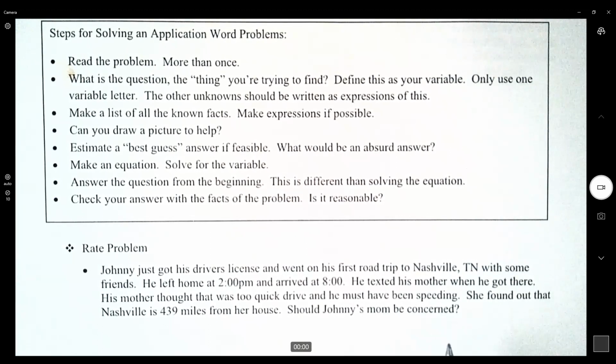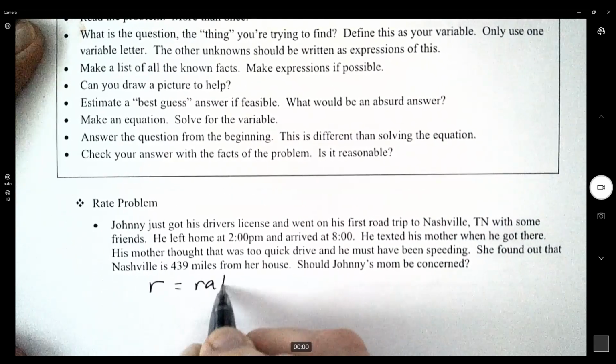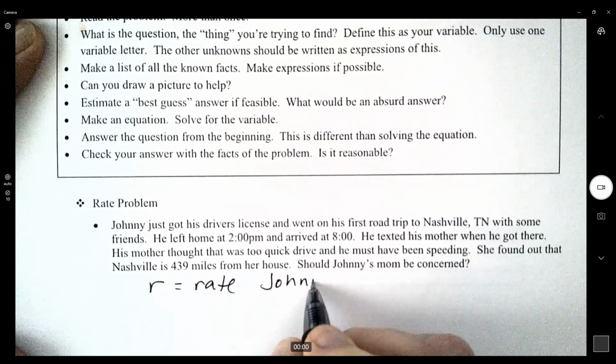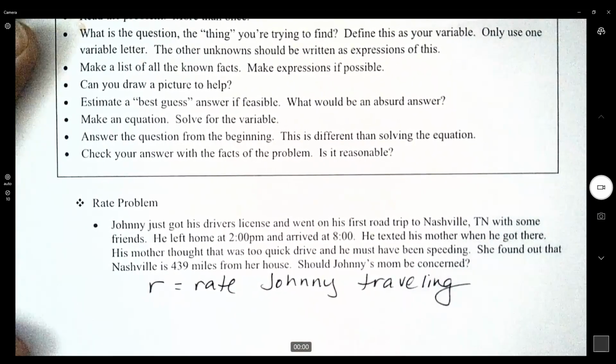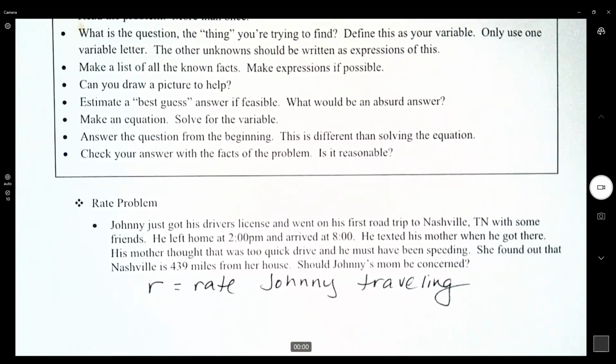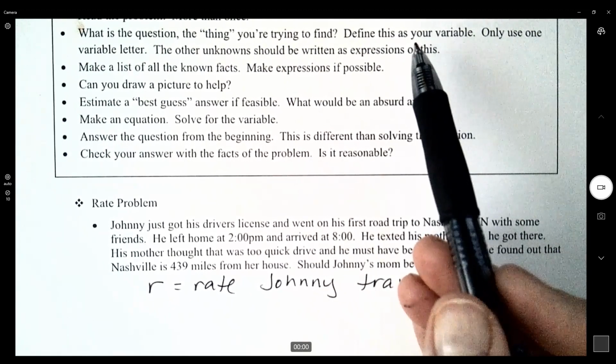Well, what is she concerned about? She thought it was too quick a drive, he must be speeding. So she's trying to find out if Johnny was speeding. In other words, she's trying to find his rate. We're looking for the rate. So in this case, R, which is the rate at which Johnny is traveling, and is that rate too fast for the speed limit? So that's what we're trying to find. We define this as the variable we're looking for.